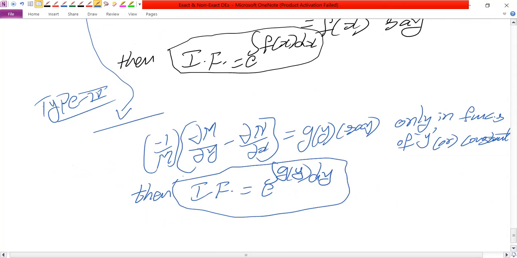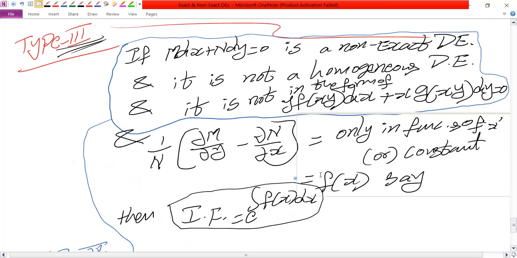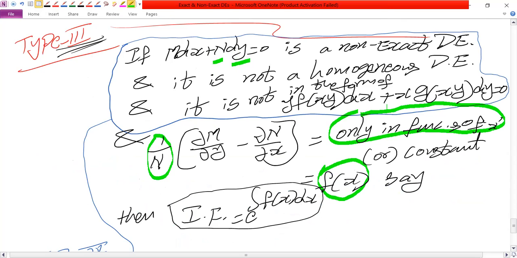And how to remember this? When we take 1 by n, the result will be in functions of x, and when we take minus 1 by m, it will be in functions of the y variable. For that I am going to give you a logic. When we multiply with 1 by n, n is the coefficient of dy, so y should not exist in that function. That means it is only in functions of the x variable or a constant.